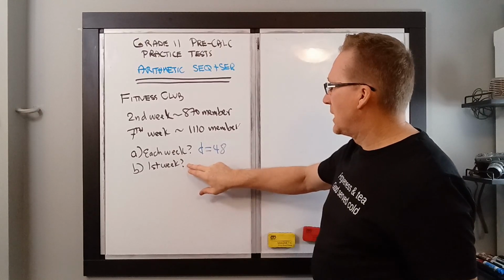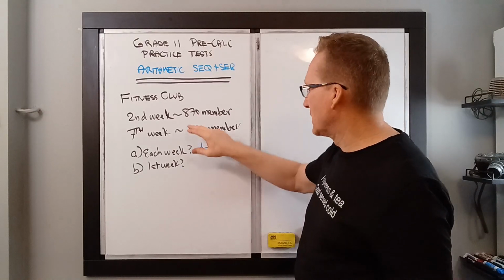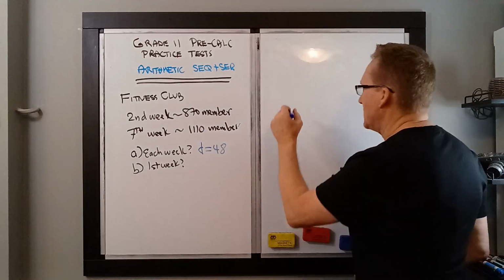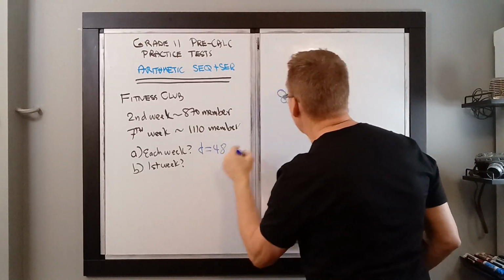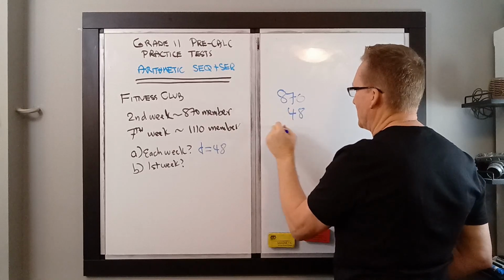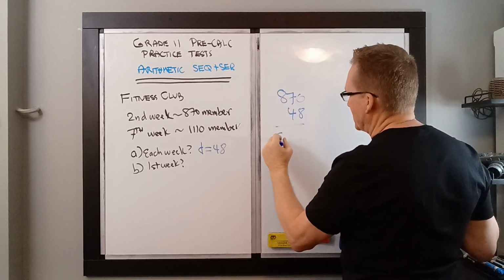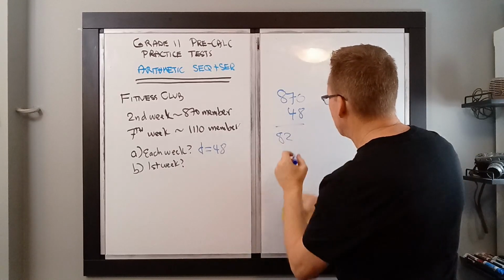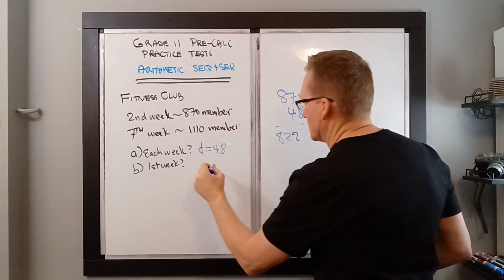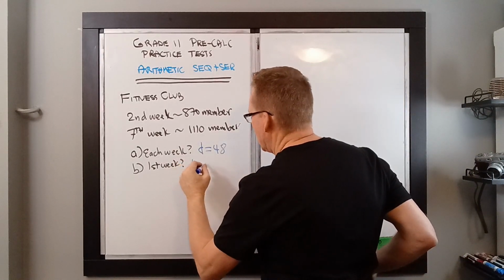Now they want to know how many there would be at the end of the first week. So we have this for the second week. We have 870 at the end of the second week, and we're adding 48. So we just subtract 48 from that. If we subtracted 50 from this, this would be 820, but it's 2 more than that. So it's 822. So the first week, or T1, would be 822.